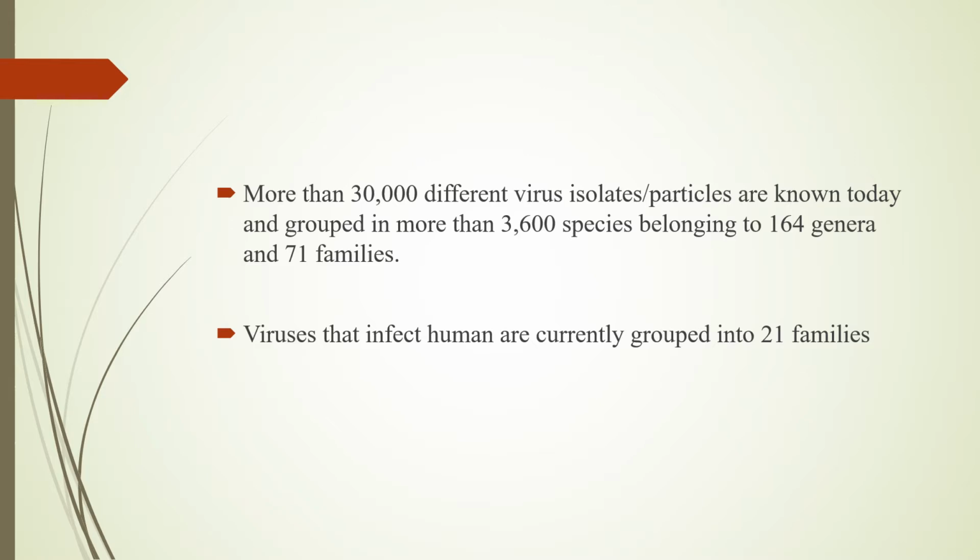More than 30,000 different virus isolates or particles are known today, and they are grouped in more than 3,600 species which belong to 164 genera and 71 families. Viruses that infect humans are currently grouped into 21 families.